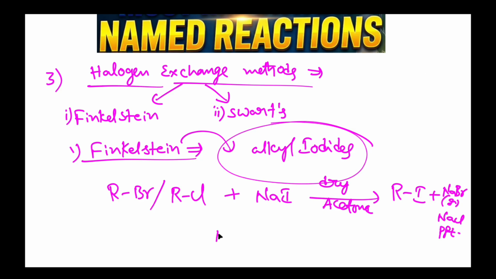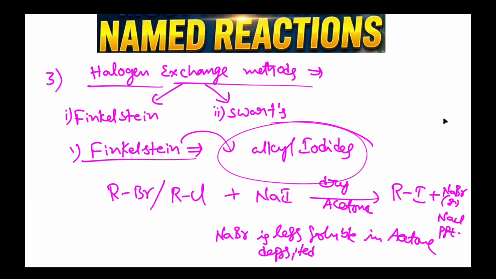Here the obtained byproduct NaBr is less soluble in acetone than NaI. So NaBr gets deposited in acetone. Due to this, the equilibrium will move in the forward reaction in this Finkelstein reaction. Due to the equilibrium moving forward, we can get more alkyl iodide in this reaction.